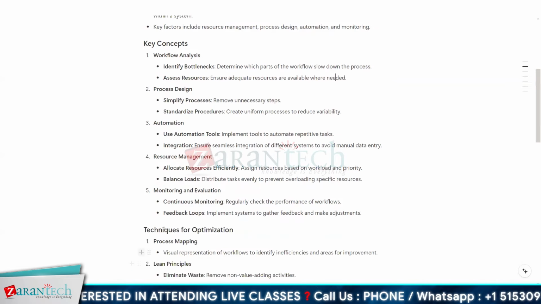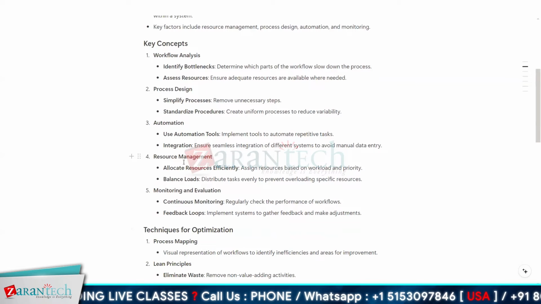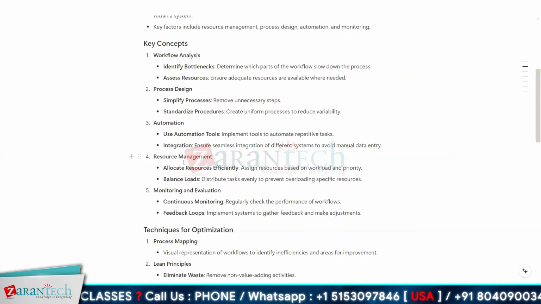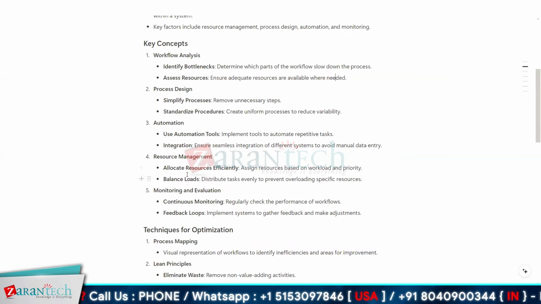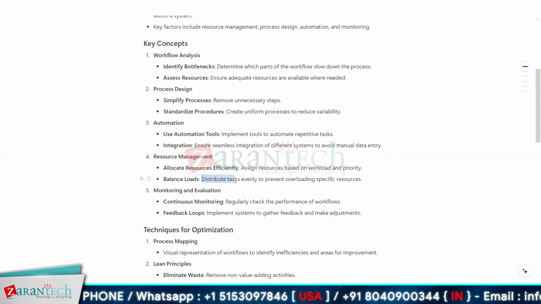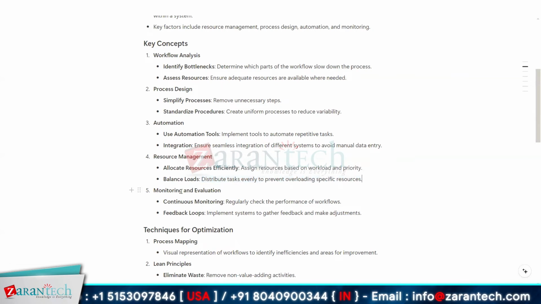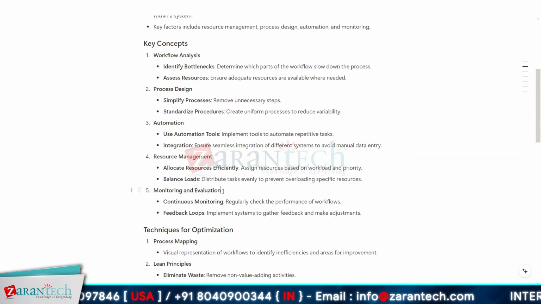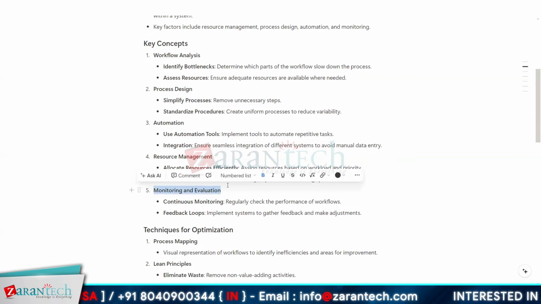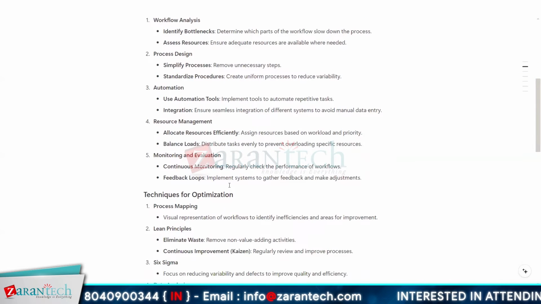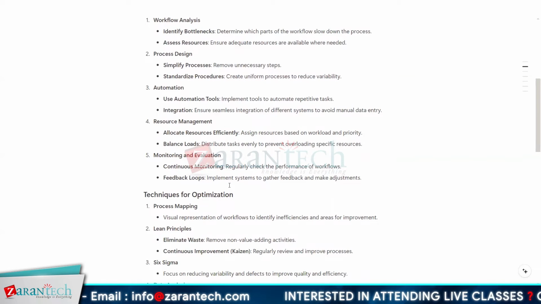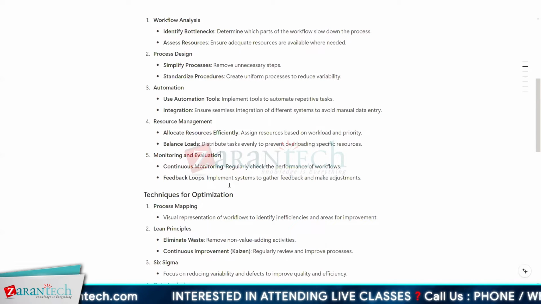Then we have resource management. Allocate resources efficiently: we are required to assign resources based on workload and priority. Then balancing loads is necessary here: we are required to distribute tasks to prevent overloading specific resources. Then monitoring and evaluation is one of the important concepts: continuous monitoring of the performance of workflows. Then feedback loops: implement systems to gather feedback and make adjustments.